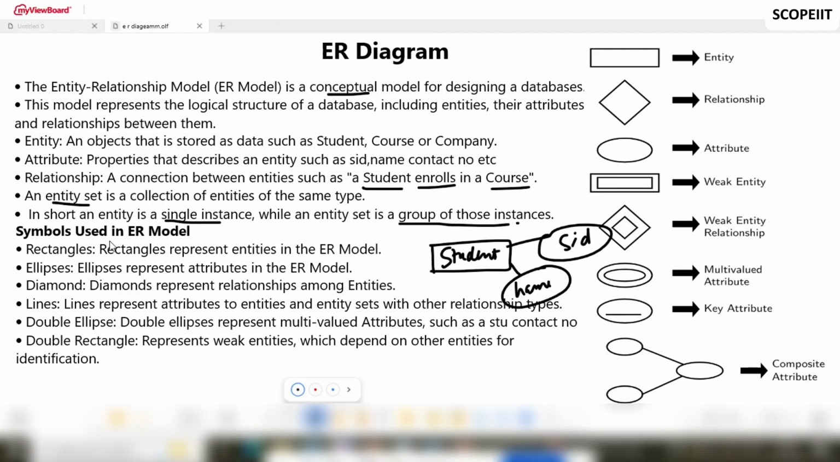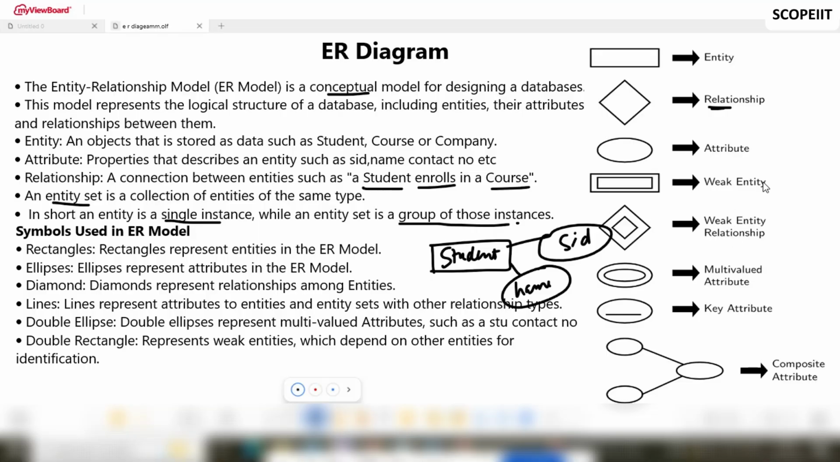Next, what are the symbols we are using in the ER model? The first is a rectangle. Here you can see the symbol. This rectangle represents an entity. Similarly, this diamond shape represents a relationship. Then this oval shape represents an attribute. Then this double rectangle shape represents a weak entity. Similarly, the double diamond shape represents a weak entity relationship.